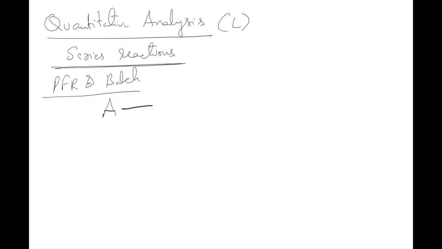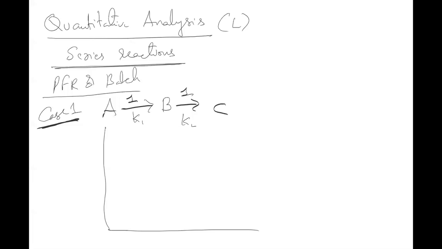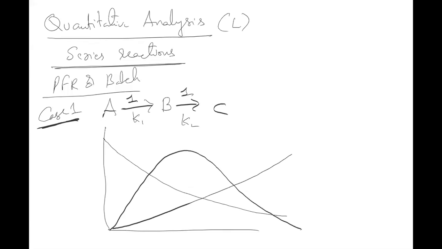If you have an A gives B gives C reaction, let's take this as case 1. Let's say this is first order, this is first order, this is K1 and this is K2. How do the concentration profiles look? Concentration of A is dropping, concentration of B is increasing and then dropping, concentration of C is something like this. This is A, this is B, and this is C. These are concentrations with respect to time.